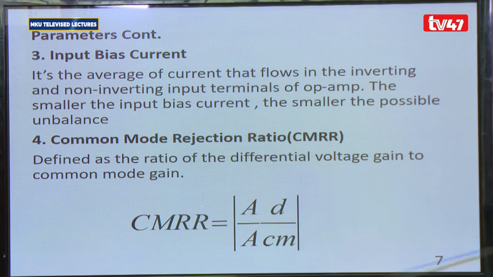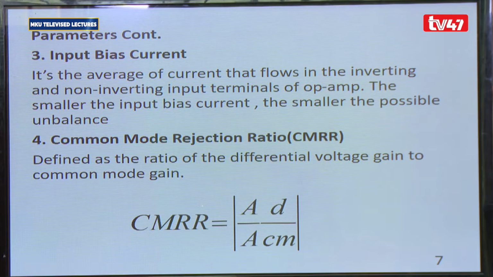Remember, when we were talking about the input offset current, we said there must be a current that flows, so we take the difference. For input bias current, we are actually taking the average, not the difference. Input offset takes the difference to get the offset current, but input bias current is the average of the current that flows in the inverting and non-inverting terminals of the operational amplifier.